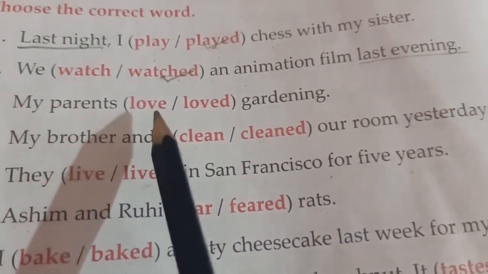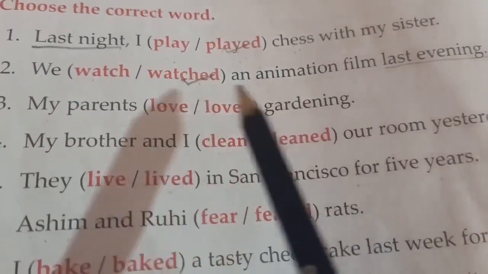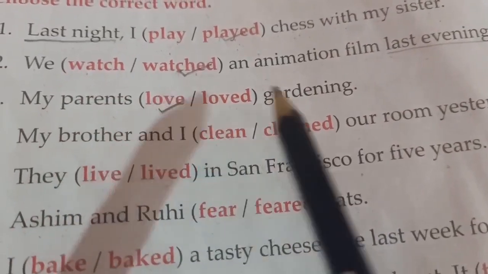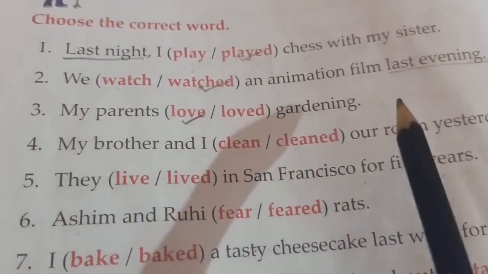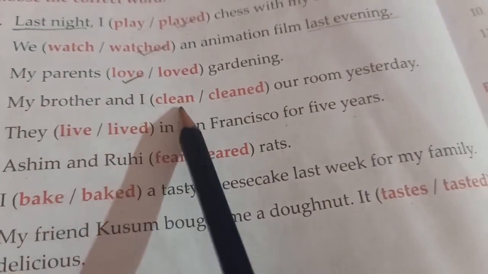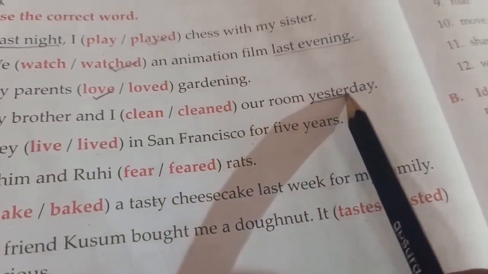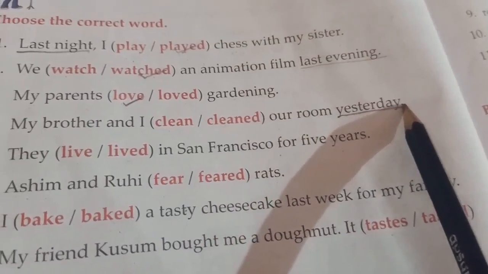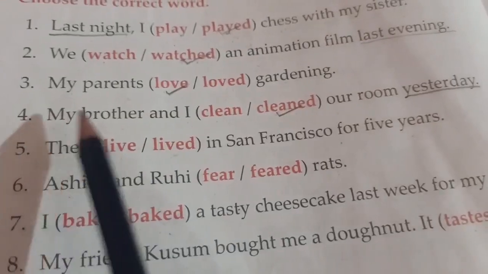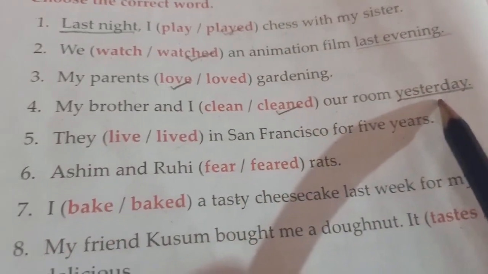My parents loved gardening. So the answer will be love. My parents love gardening. There is no clue, children. My brother and I cleaned our room yesterday. So yesterday is a past time, so we will choose the ed form of verb here. My brother and I cleaned our room yesterday.